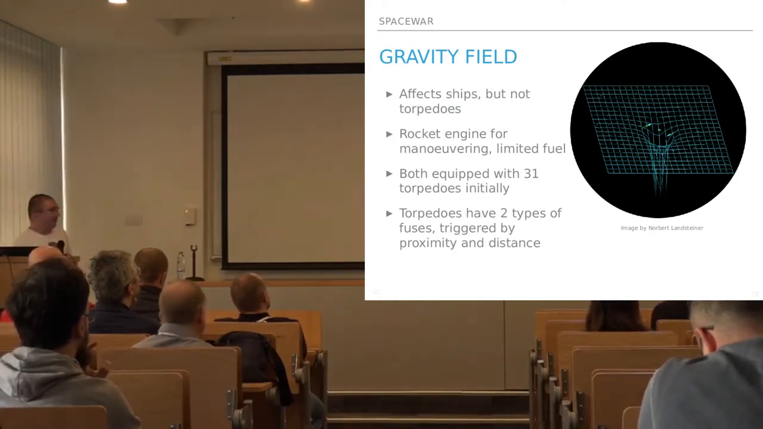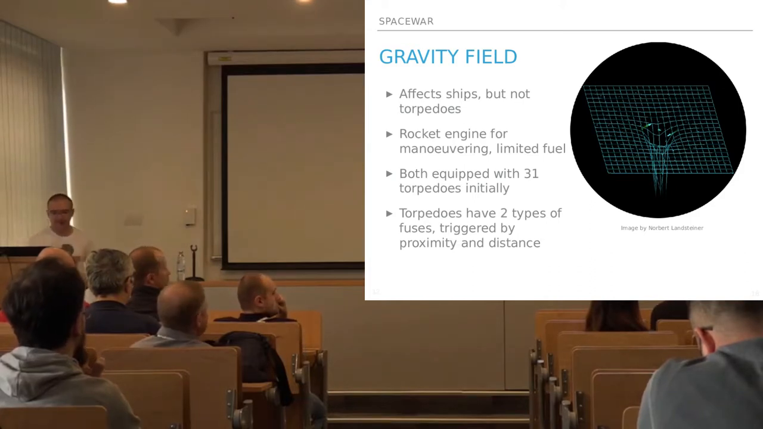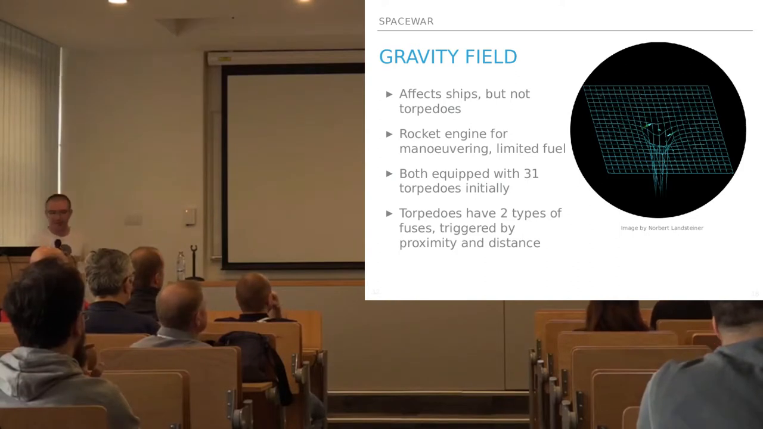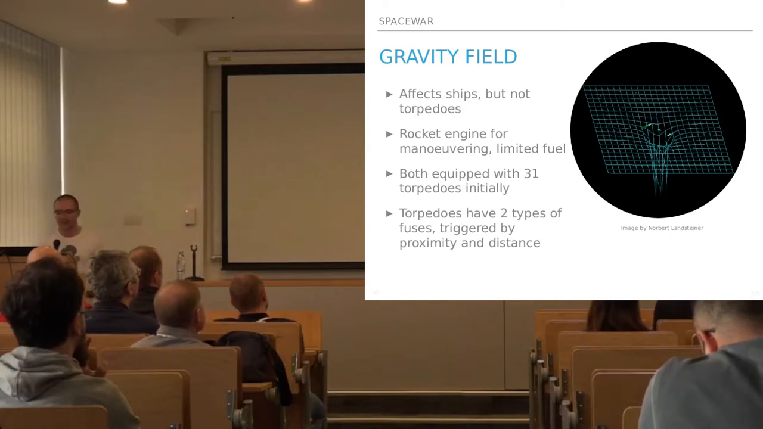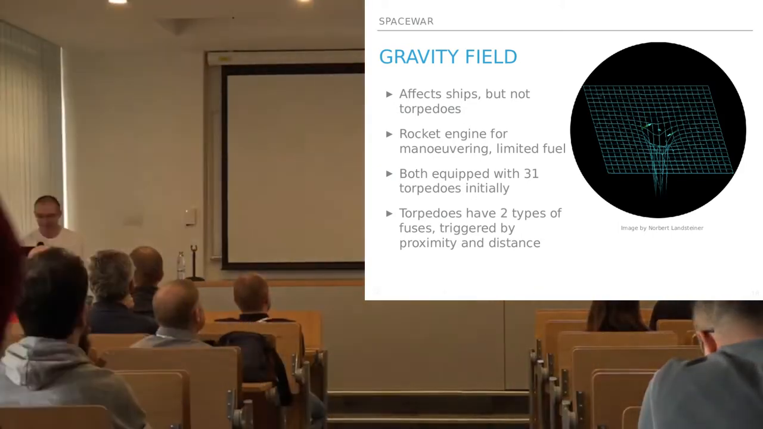There was the gravity, which was quite CPU intensive. It affects ships, but not torpedoes, because there simply wasn't enough CPU power left. You have a rocket engine, which you can use for maneuvering around. Both ships have torpedoes and try to shoot each other. Of course, the player who shoots the other player wins, as usual.